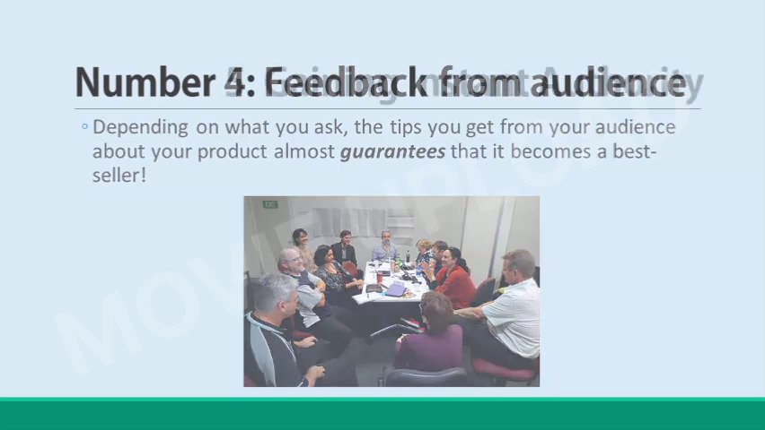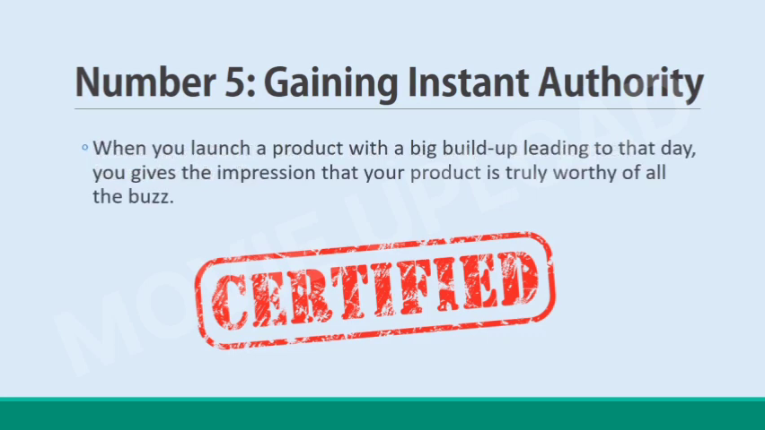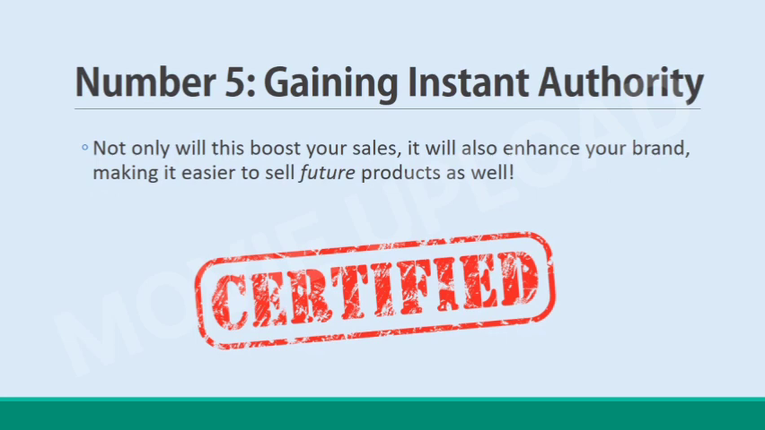Number 5. Creating a product launch is a great way to give yourself instant authority. When you release a product quietly, this undermines its importance. People assume that it can't be all that exciting, or they would have heard of it. Conversely, when you launch a product and have a big build-up to that day, you create the sense that whatever it is you are about to release is worthy of all that pomp. It doesn't just help the product sell, it actually gives your brand a massive boost, meaning that you'll find it easier to sell future products as well.